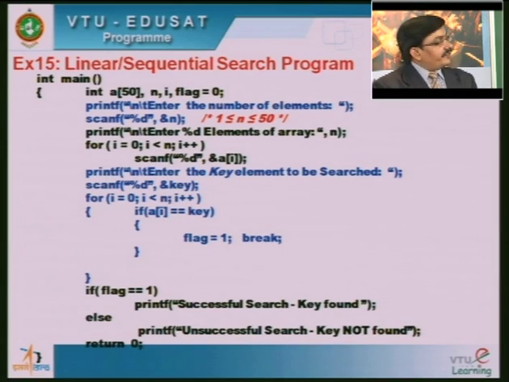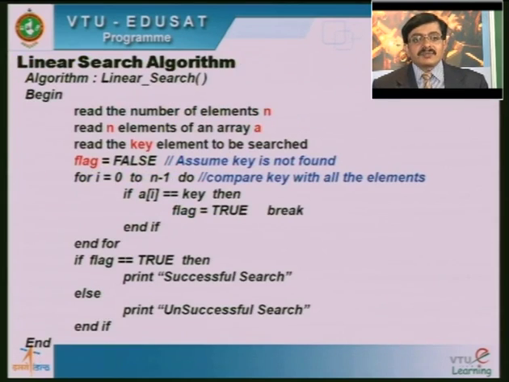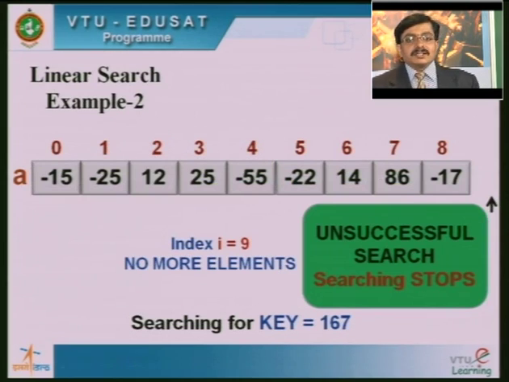Now, a bit of modification we can make: we are just searching for the key element in the list. What if we want to print even the exact position where the key element is present? If you look back at the previous elements, 167 is the key element to be searched. When i is equal to 0, the element is not equal to 167. When i is equal to 1, minus 25 is not equal to 167, and it runs up to i equal to 8. When i is equal to 8, the element is minus 17, which is also not equal to 167. Again i is incremented and becomes 9. We are going outside the boundary, so we declare that the element is not present; it is unsuccessful. But what about a successful search?